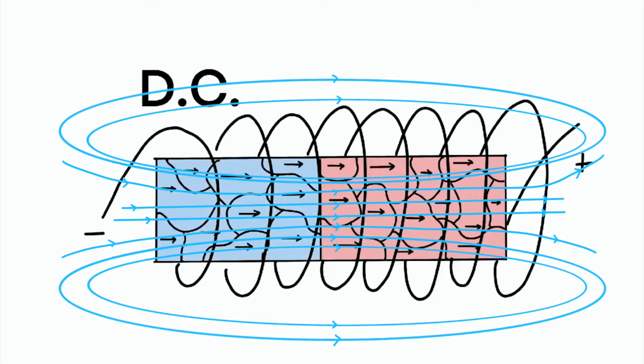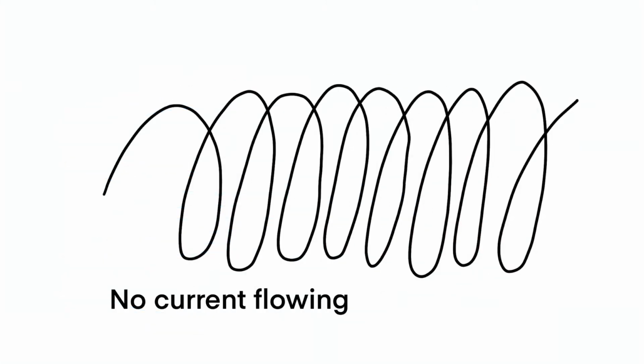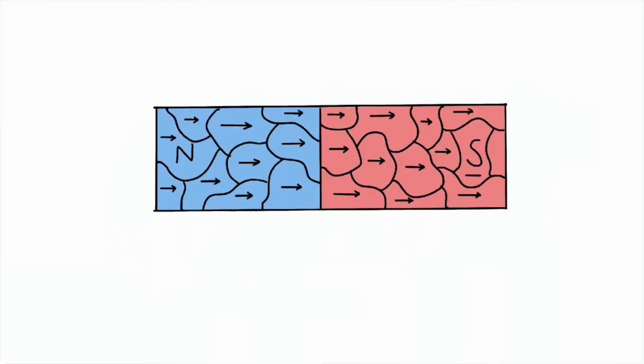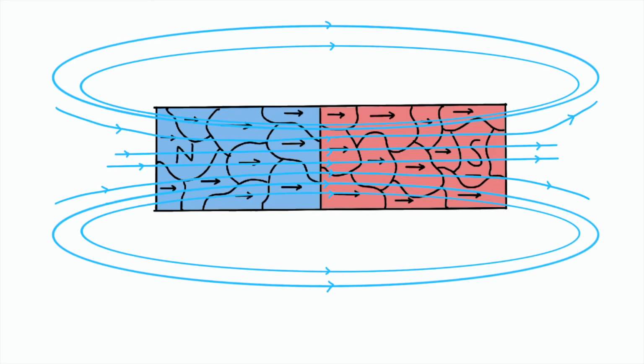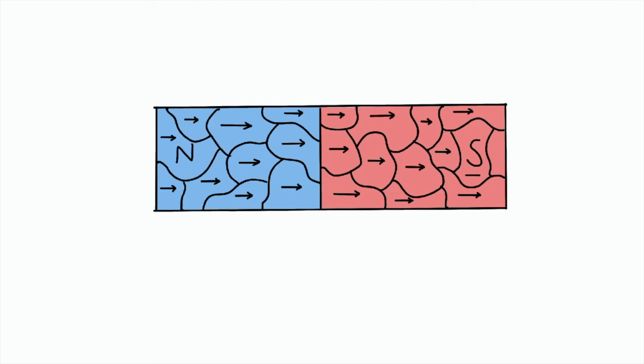But what will happen if we turn off the current? So the magnetic field is going to disappear around the current-carrying conductor, but now, since the domains are lined up in the iron bar, it's actually going to keep its magnetic field around it, so we can say that it's now become a permanent magnet. And this effect is called ferromagnetism.